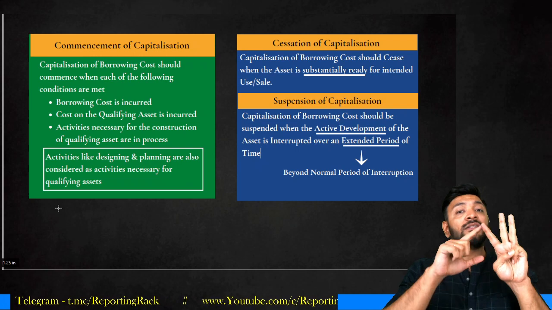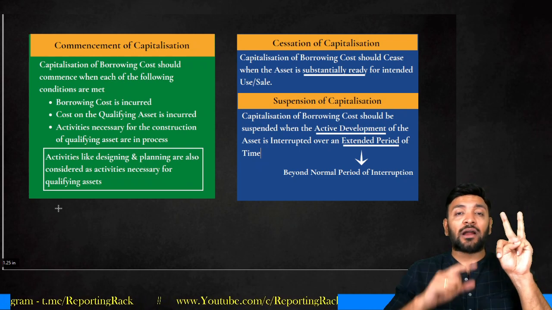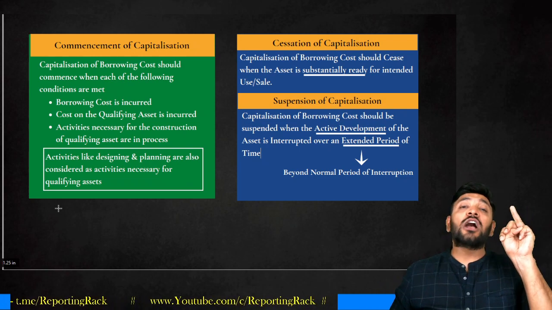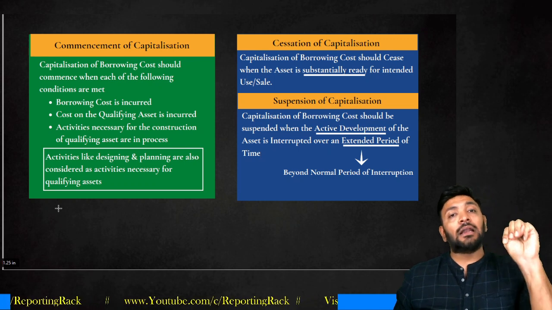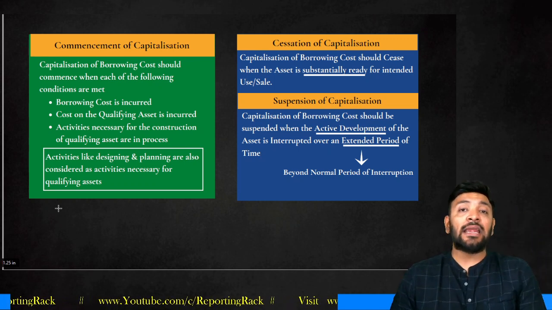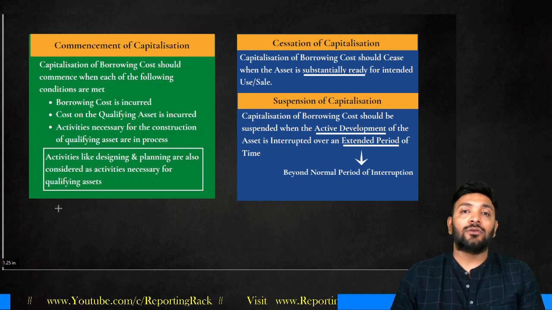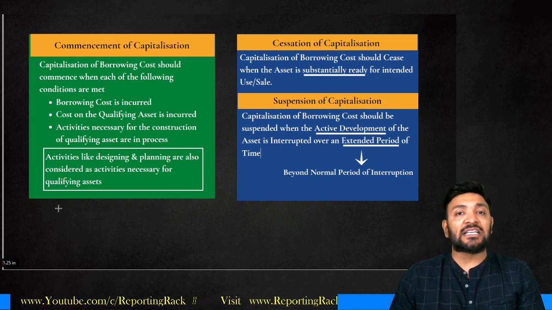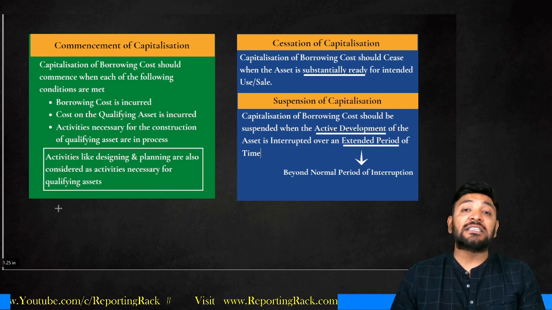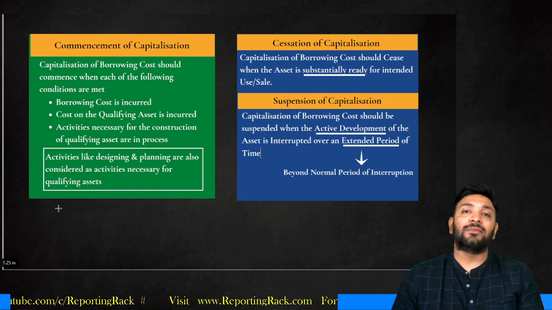What are the three conditions? First one, borrowing cost should be incurred. Number two, cost should be incurred on the qualifying asset. Number three, activities necessary for the construction of the qualifying asset are in progress. If all these three conditions are satisfied, then the borrowing cost is eligible to be capitalized. Clear?